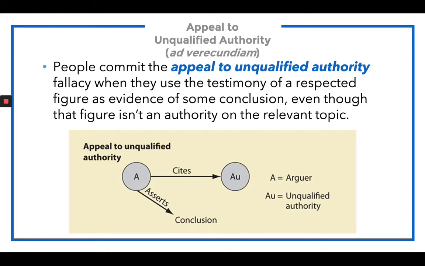So the first fallacy of weak induction we're going to look at is the appeal to unqualified authority. People commit this fallacy when they use the testimony of someone who's respected as evidence for some conclusion, even though that figure isn't an authority on the relevant topic. As we can see from this diagram, someone's citing an authority figure as evidence for the conclusion, but that authority figure is not qualified in the relevant area.